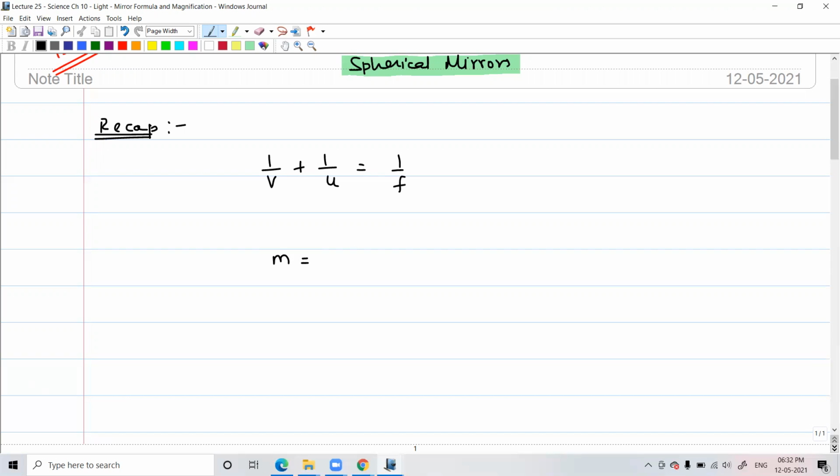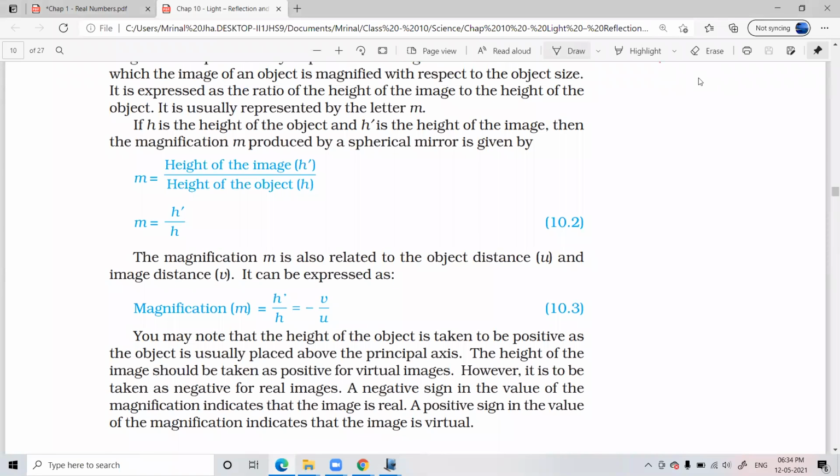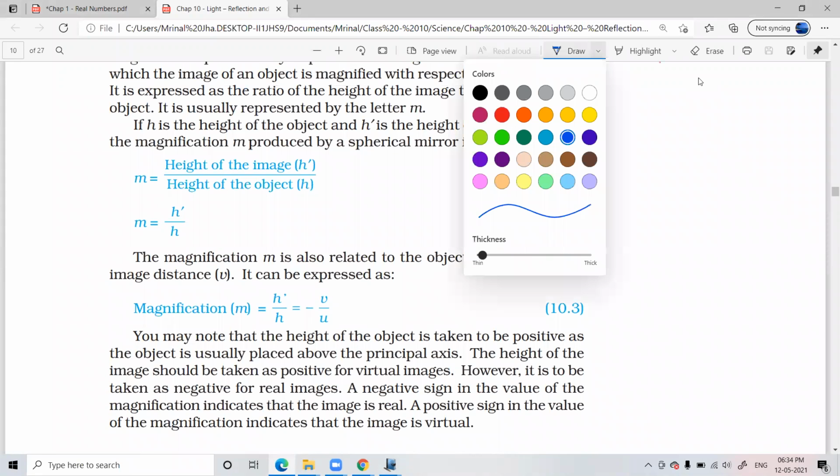Magnification is equal to height of the image by height of the object, which we normally represent as h dash by h. h dash is the height of the image, h is the height of the object. This is where we are. We had seen this formula of magnification, which is h dash by h.